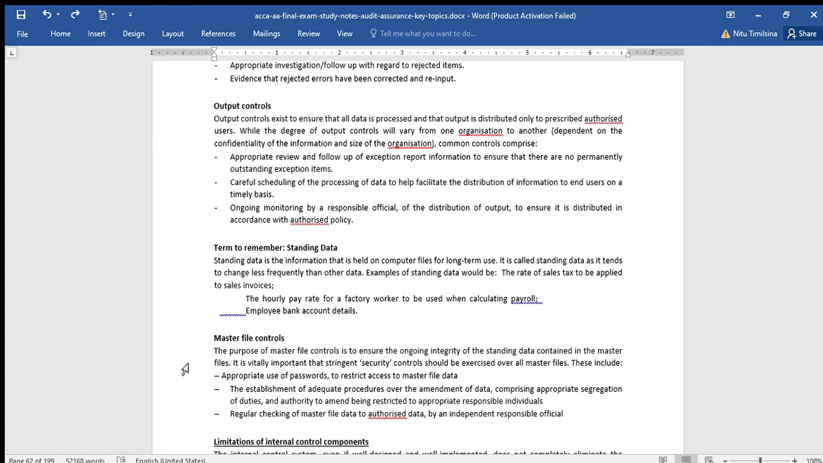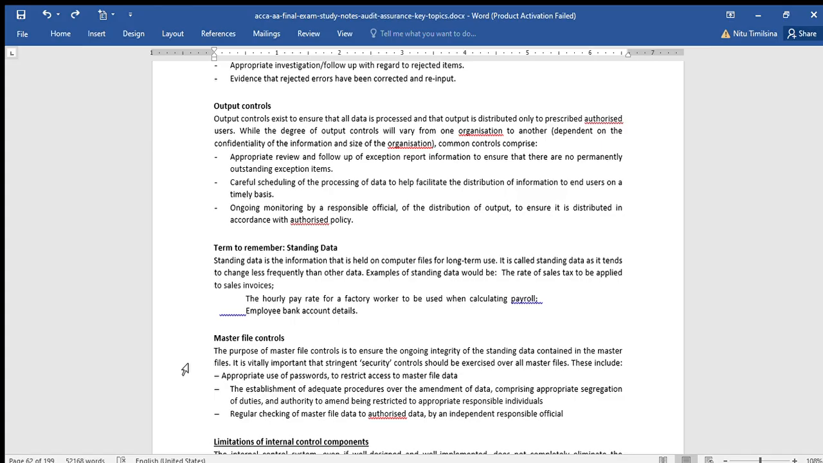Appropriate review and follow-up of the exception reports to ensure that there are no permanently outstanding exception items. Careful scheduling of the processing of data to help facilitate the distribution of information to the end users on a timely basis. Ongoing monitoring by a responsible official of the distribution of output to ensure it is distributed in accordance with authorized policy. A term to remember is standing data.